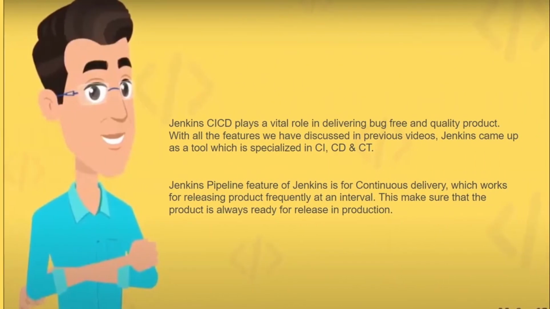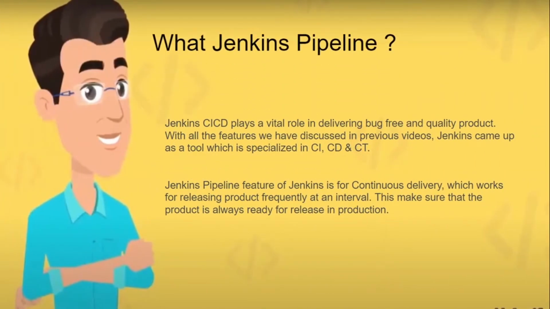Let's first understand about Jenkins pipeline. So Jenkins pipeline is a plugin that supports integration and implementation of continuous delivery pipeline. Jenkins plugin feature of Jenkins is for continuous delivery. It works for releasing product frequently to market. It makes sure that the product is always ready for release in production.